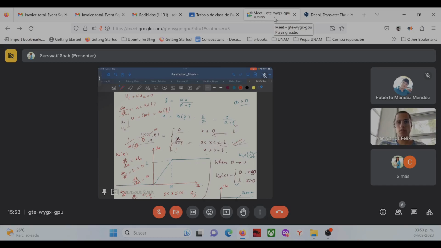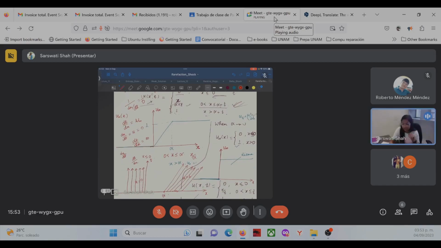So the infinite is the angle, sine theta over cos theta. Cos is 90, so tan is infinite. So the straight line will be parallel to the t-axis. In the same way, now in this region it will start like this.